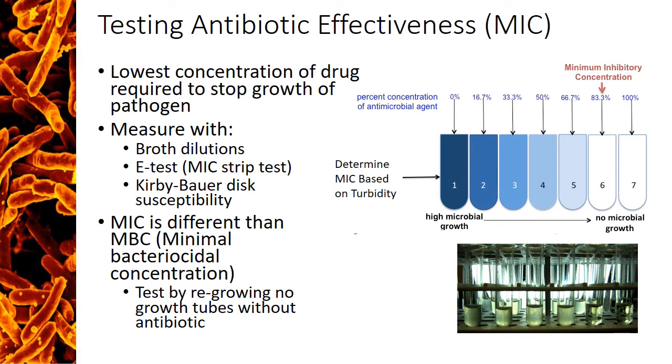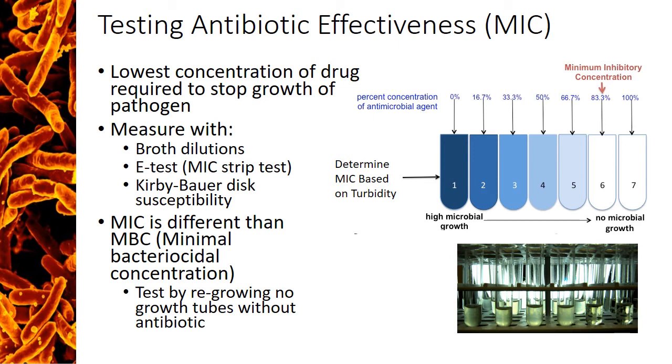One of the considerations when deciding what antibiotic to use is whether or not your pathogen is susceptible or resistant to the antibiotic itself. To figure this out, you have to do antibiotic effectiveness testing or figure out what the MIC is, which is the lowest concentration of the drug that's needed to stop the growth of the pathogen. This can be measured 3 ways: broth dilutions, e-tests, or Kirby-Bauer discs.